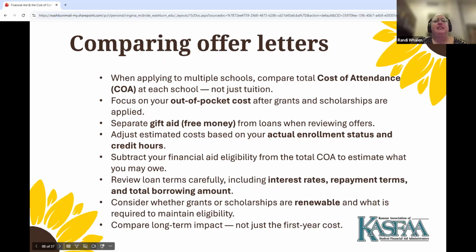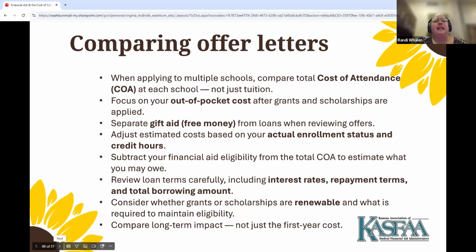Comparing offer letters. When applying to multiple schools, compare total cost of attendance, COA, at each school, not just tuition. Focus on your out-of-pocket cost after grants and scholarships are applied. Separate gift aid, free money, from loans when reviewing offers. Adjust estimated costs based on your actual enrollment status and credit hours.